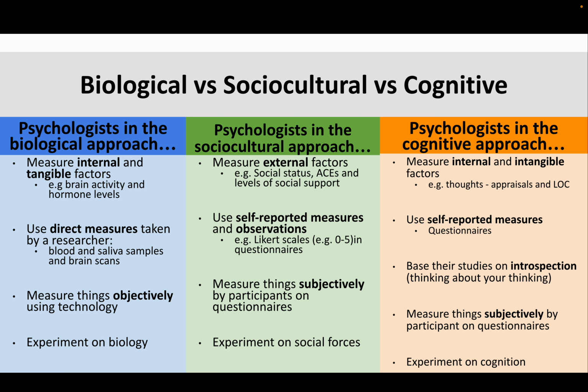So if you start with the general contrast, the psychologist and biological approach would measure internal factors using direct measures like brain scans and saliva. For example, they might measure someone's hyperactivity in the amygdala to see if it's linked with PTSD. On the other hand, a cognitive psychologist might ... That will help you show a better understanding.